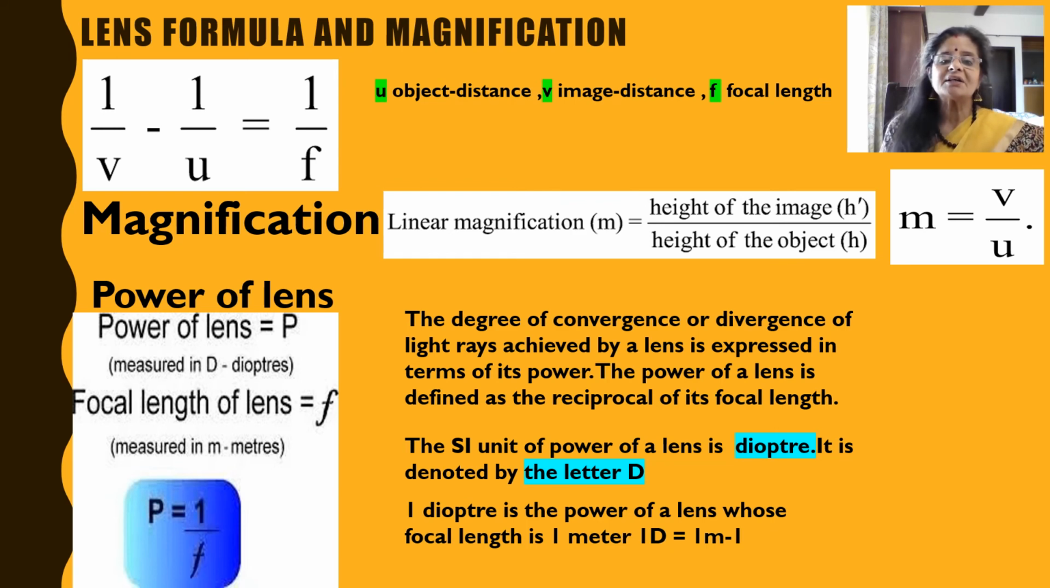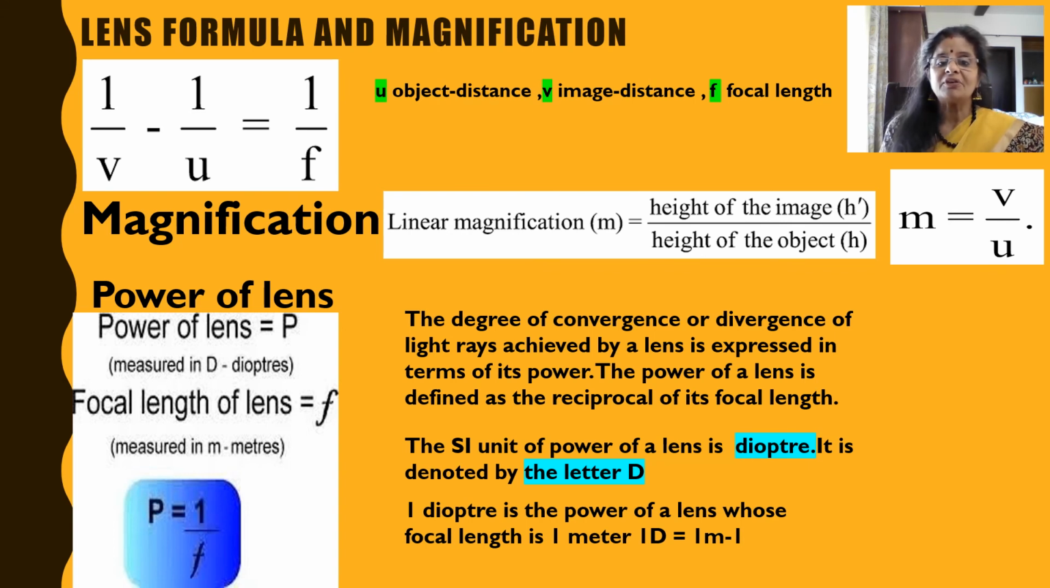Now, magnification of a lens is the ratio of the height of the image by the height of the object. That is, M is equal to H dash by H, where M is the magnification and H dash is the height of the image and H is the height of the object. Magnification produced by a lens can also be related to object distance and image distance as follows. M is equal to V by U. That is, it is the ratio of the distance of the image by distance of the object.